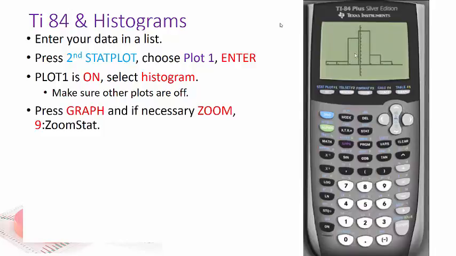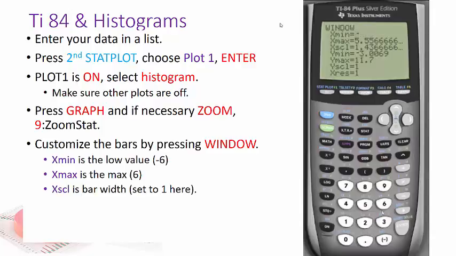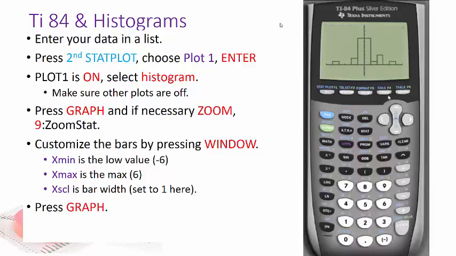Press graph, and if necessary, I've already zoomed it here, so it's not so big a deal. Zoom stat. Now, I could have just pressed 9 here instead of scrolling down. And there it is, it's zoomed in. Now, with these data points, usually the calculator is going to make something funny. So we can change these to nicer data points. We're changing the min to -6, the max to 6, and the bin size to 1 here. So then we can graph it again.